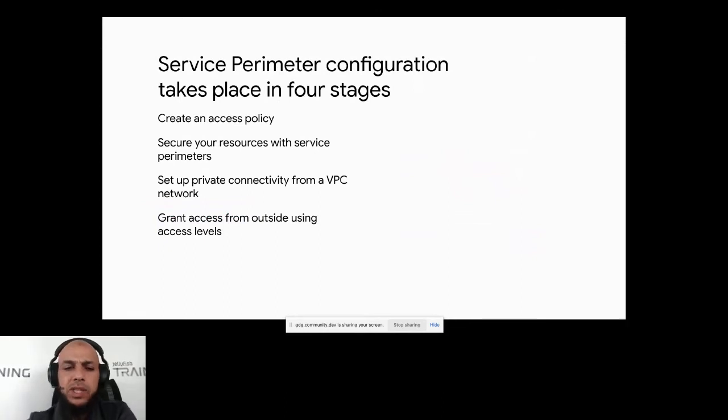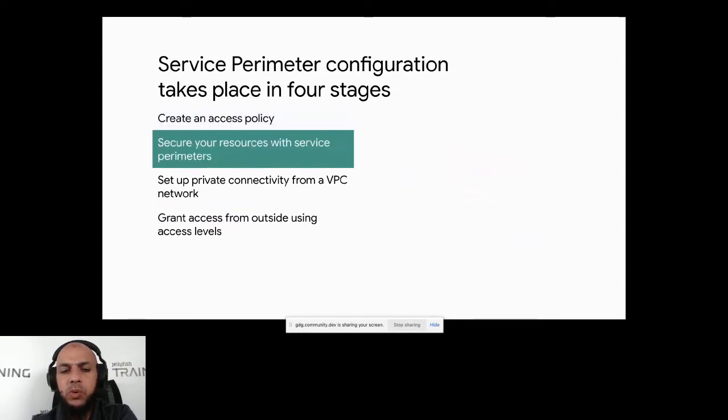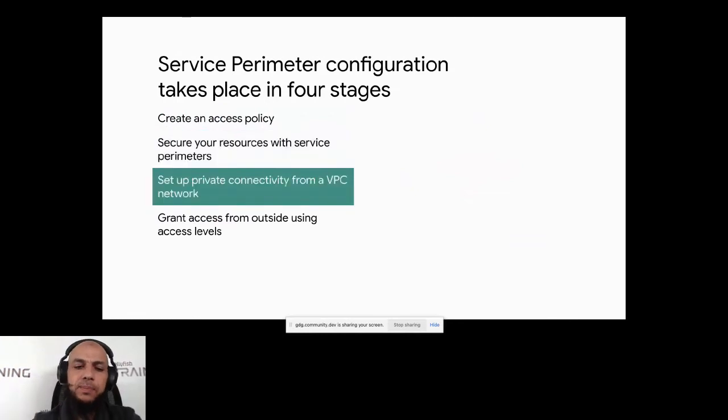And really, there are four steps to create the service perimeter configuration. We're going to have a look at it in a brief demo in a second. First of all, you create an access policy, like I said, one per organization. And then you secure resources with the service perimeter. So we decide which services I want to protect. You can say Cloud Storage, BigQuery. So you specify those. And then you set up the private connectivity, you use Private Google Access.